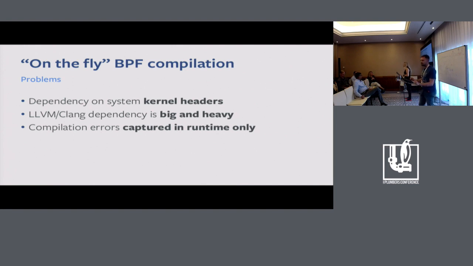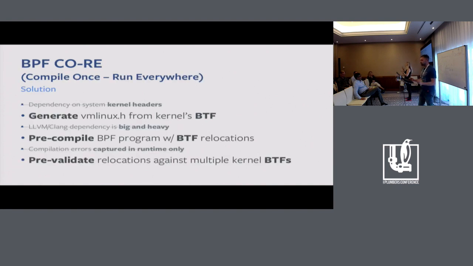Second of all, the LLVM Clang dependency is heavy, both in terms of size and in terms of startup resource usage. So that sometimes causes outages due to constrained machines, and overall this also causes a problematic development cycle where you get BPF compilation errors at runtime just because you compile it at runtime. So we set out to solve this problem, and the solution that we propose is BPF CO-RE, which stands for compile once, run everywhere.